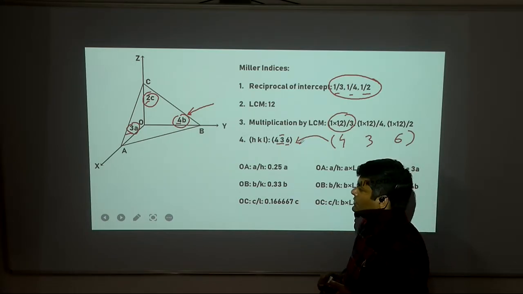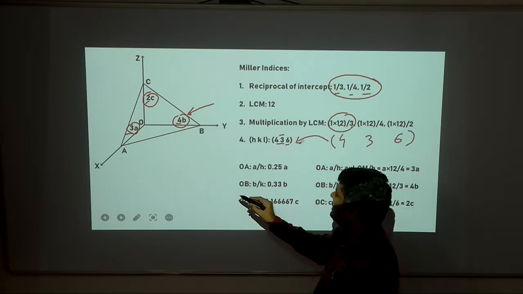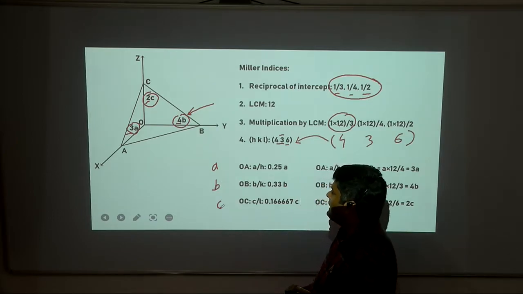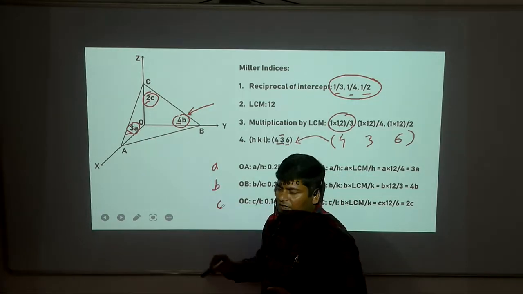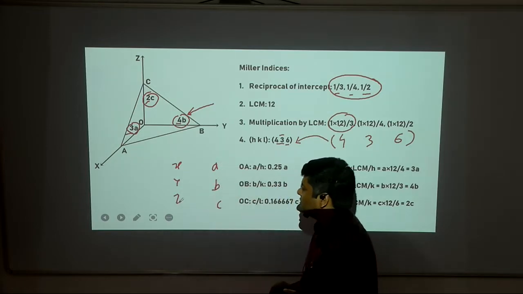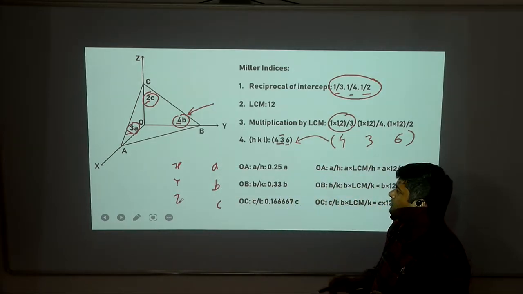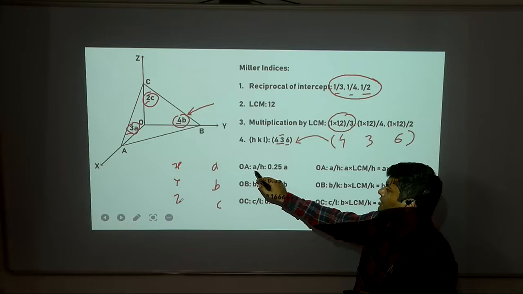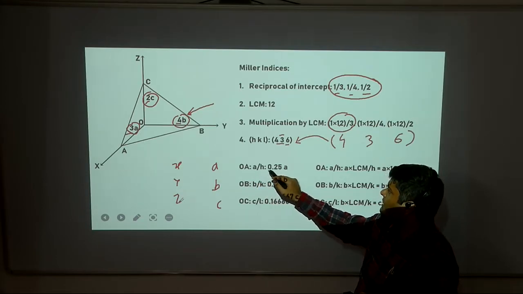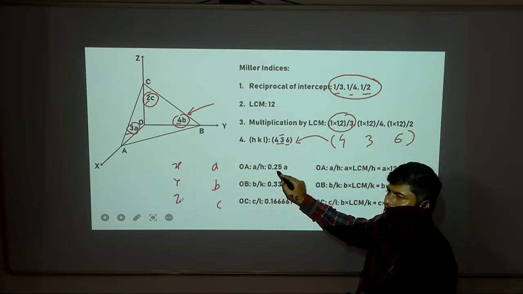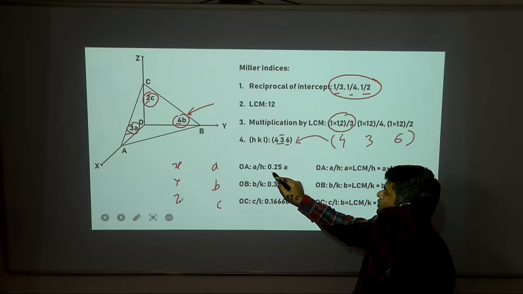Now, as we know, lattice parameters or primitive translation vectors are a, b, c, right? And if these intercepts are unknown, like in the previous case where we considered x, y, z, or OA, OB, OC, that's our consideration. So if we do the calculation, OA is nothing but a upon h. So a is unknown and h is 4 over here. So a upon h is 0.25a.